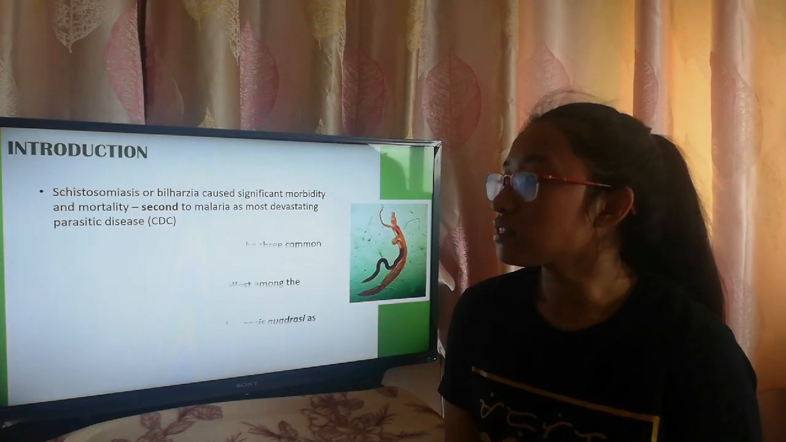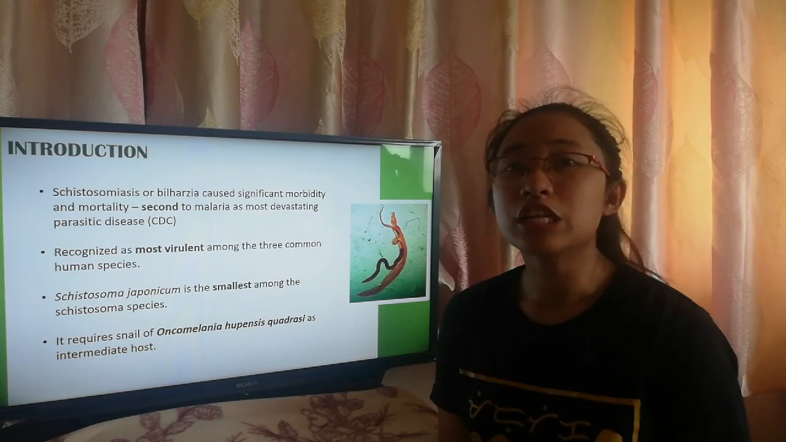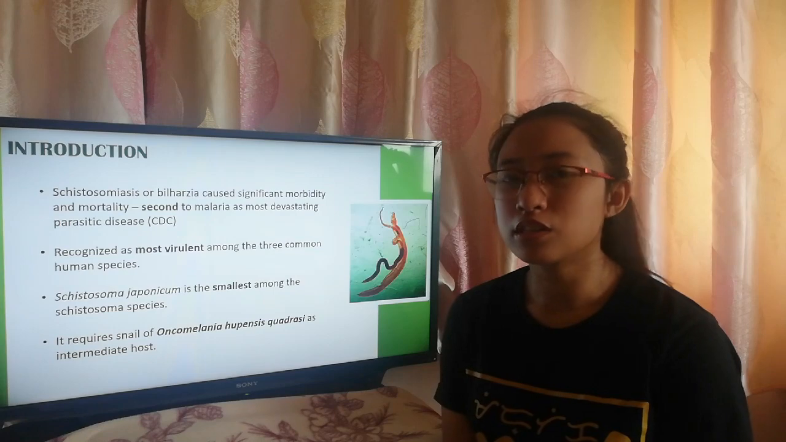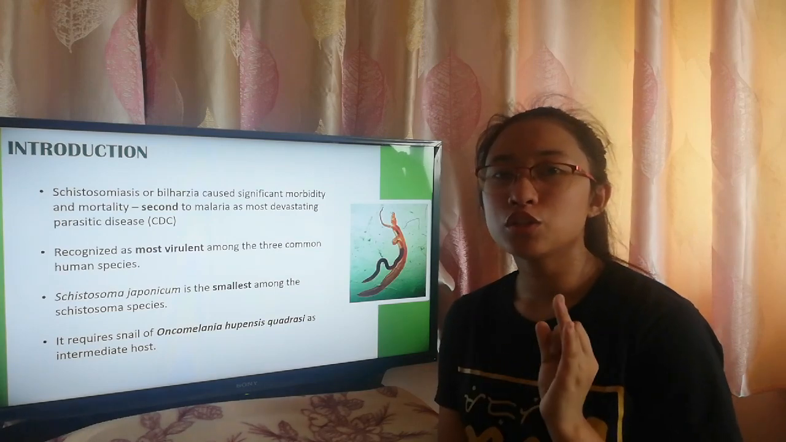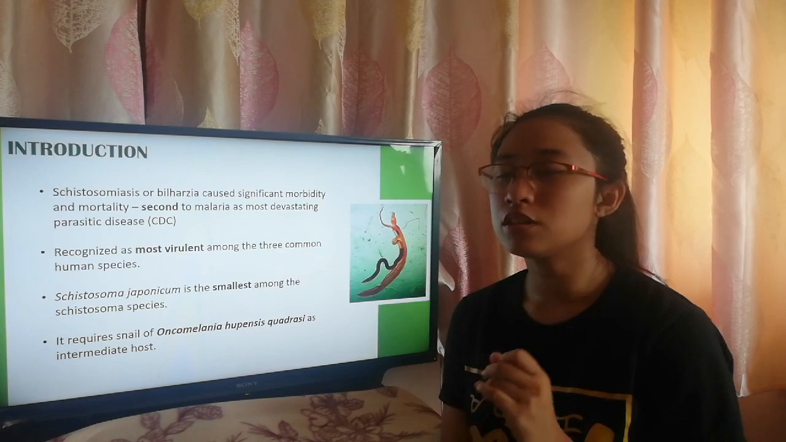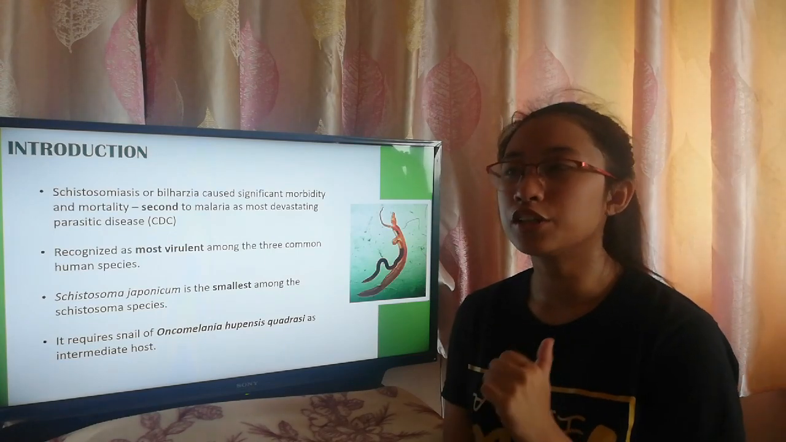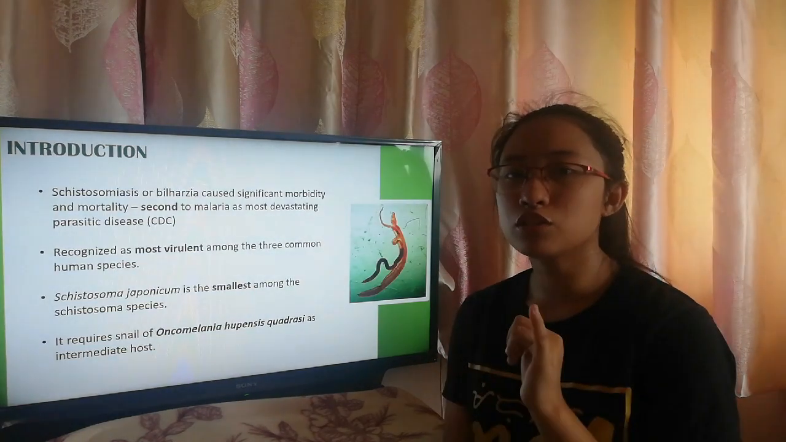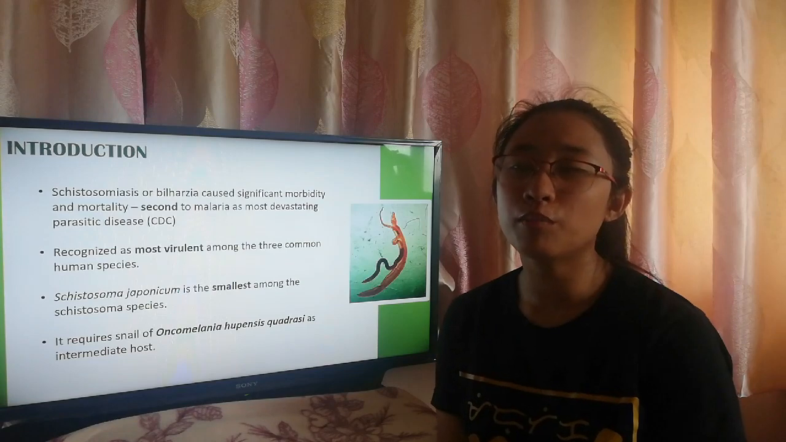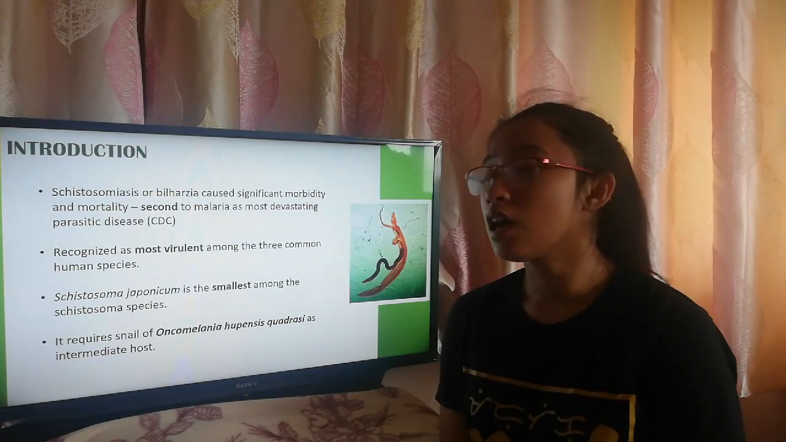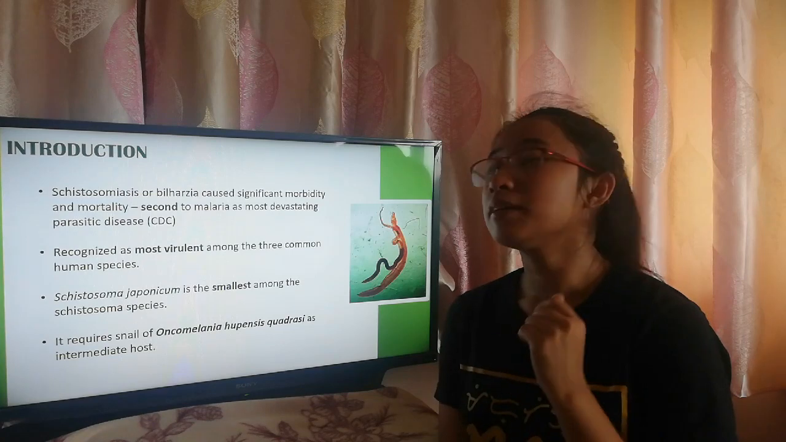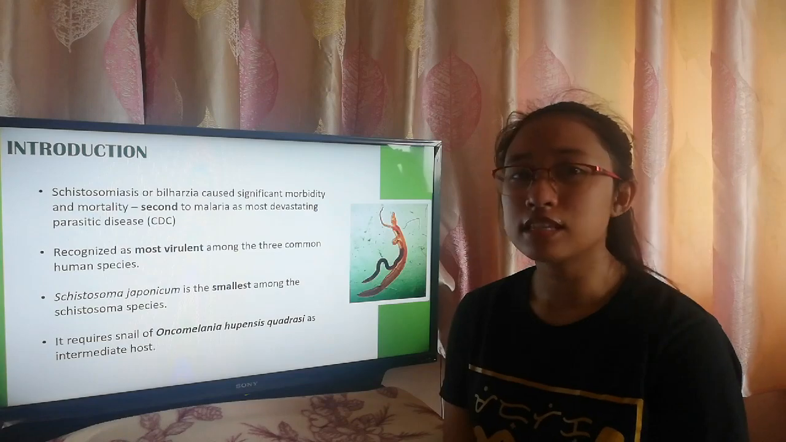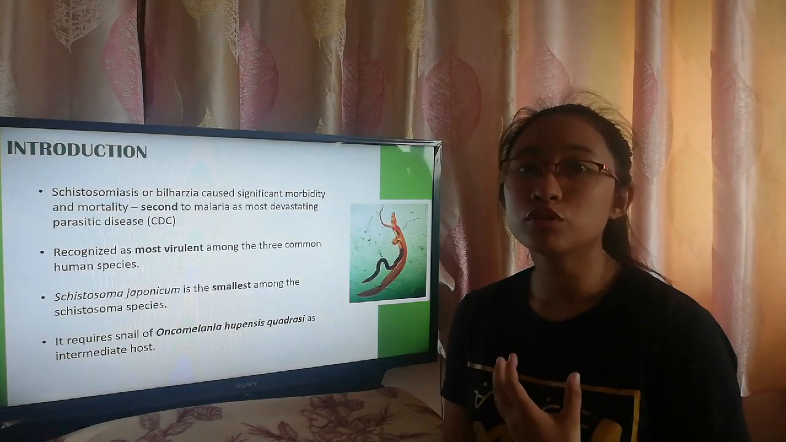Next, there are actually five identified Schistosoma species that infect humans. We have Schistosoma japonicum, Schistosoma mansoni, Schistosoma haematobium, Schistosoma mekongi, and Schistosoma intercalatum. Among these five, the first three, Schistosoma japonicum, mansoni, and haematobium, are the most common that infect humans. Among the three, Schistosoma japonicum is the most virulent and it's the smallest among the three. How does it become the most virulent?